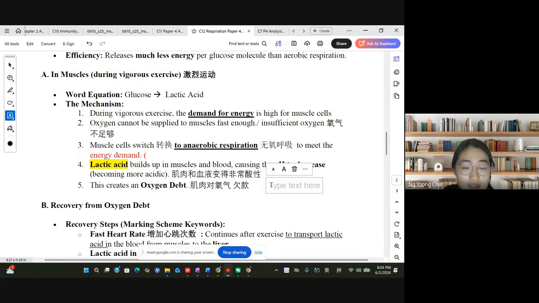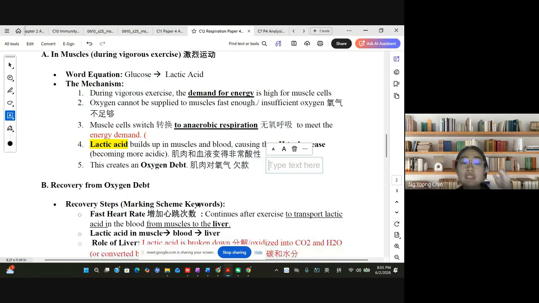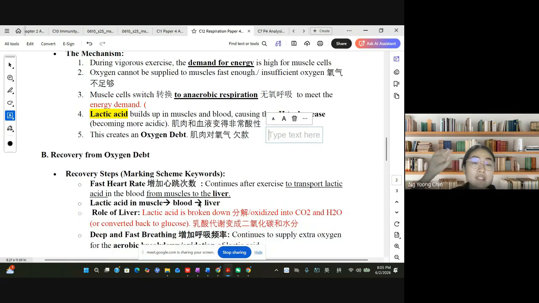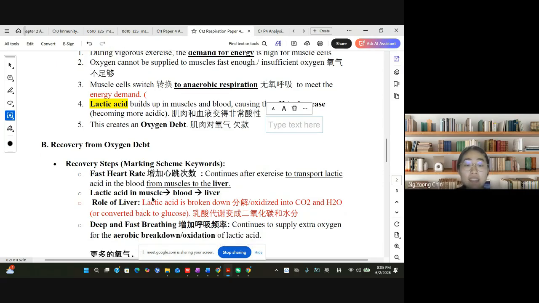After lactic acid, yeah, liver. From the lactic acid, they will travel to the bloodstream, later to the liver. So, when the lactic acid arrives at the liver, what will the liver do? The liver will do the oxidation of lactic acid. Lactic acid is broken down and oxidized into carbon dioxide and water.